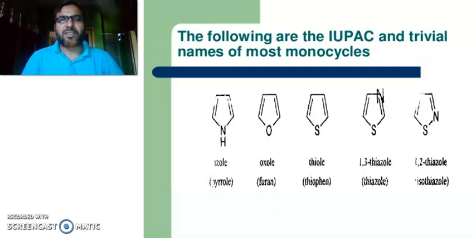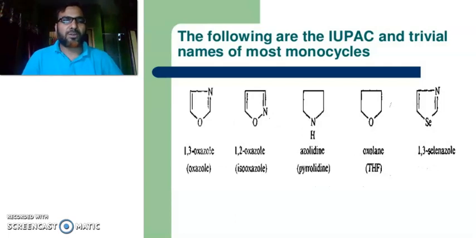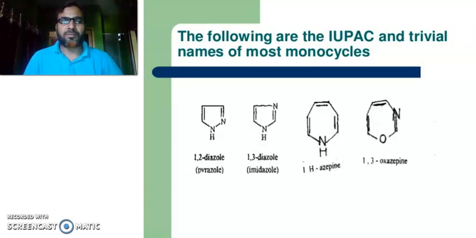Now friends, following are the IUPAC and trivial names of the most common monocyclic heterocycles: pyrrole, oxole and furan, thiophene, thiazole, isothiazole. Their IUPAC names are azole, oxole, thiole, 1,3-thiazole, 1,2-thiazole, 1,3-oxazole (oxazoles), 1,2-oxazole (isoxazoles), azolidine (pyrrolidines), oxolane (THF), and 1,3-selenazoles.